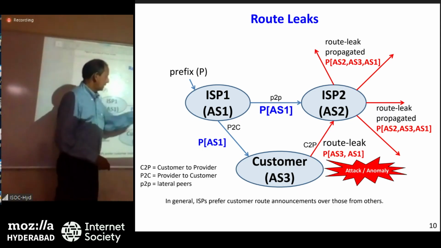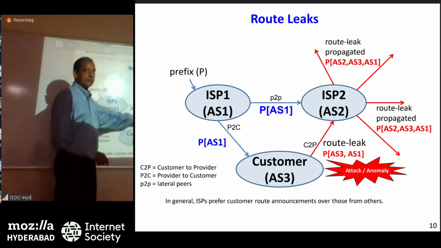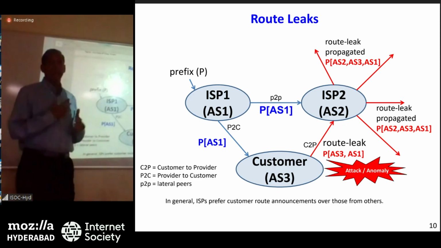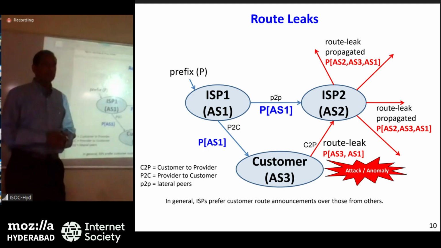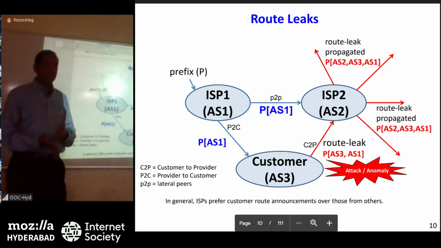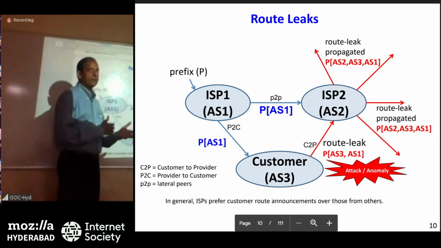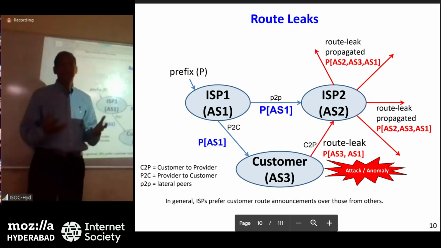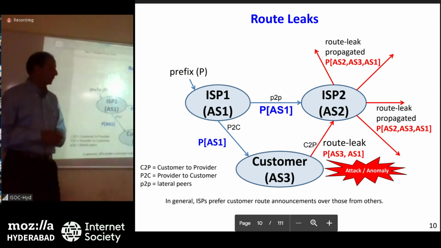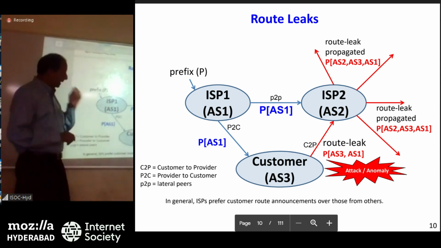So it goes down and comes back up, so that's a valley. And it's called a violation of valley-free routing. Normally routing should be valley-free, but in this case, if the customer is leaking it, then he is violating the valley-free property of BGP announcements. And this is called a leak.